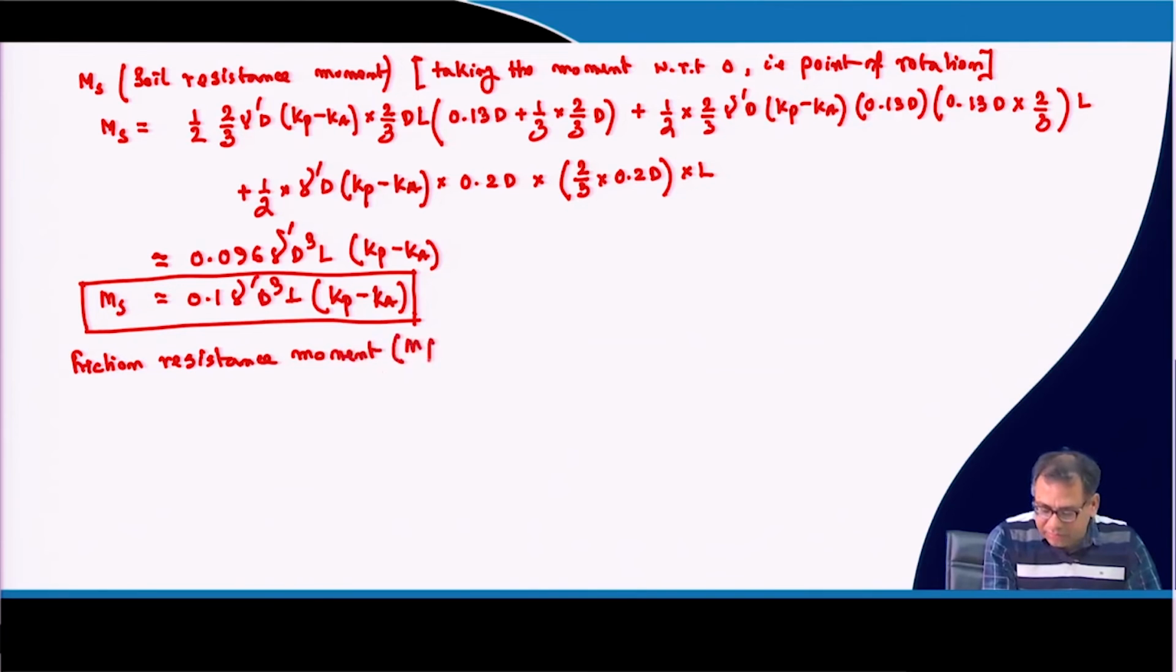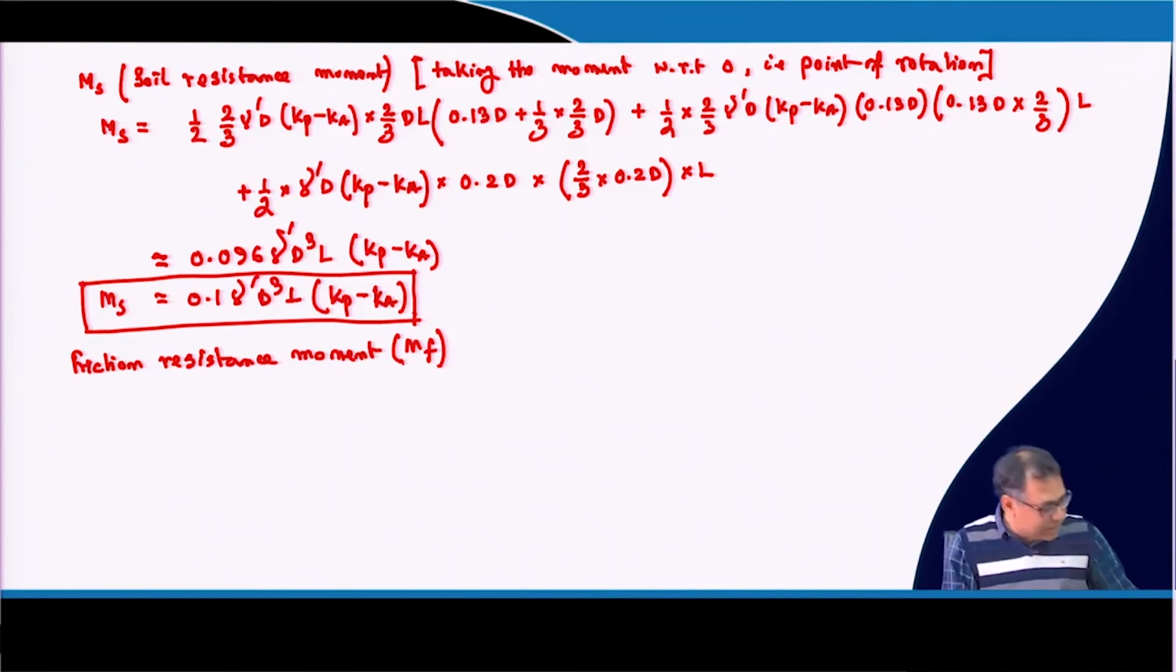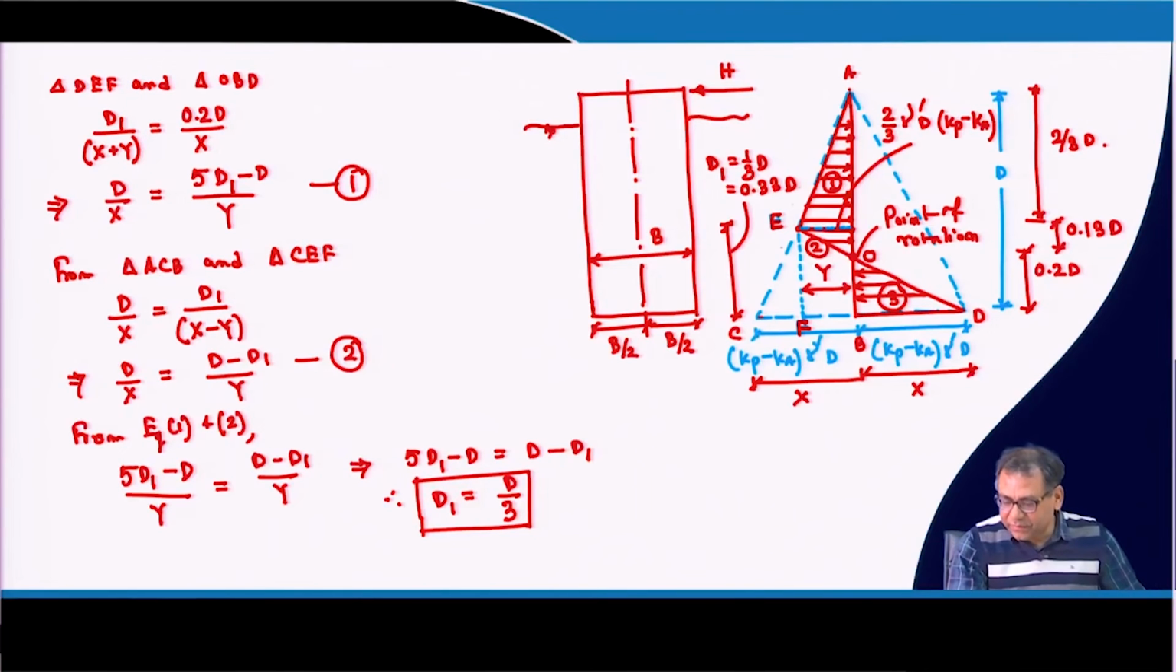Which is Mf. So, what is friction resistance moment? That means there will be a soil reaction. Because of this soil reaction, a friction force will be generated along the side of the well. So, because of that friction, how much will be the moment? That means we have to calculate.